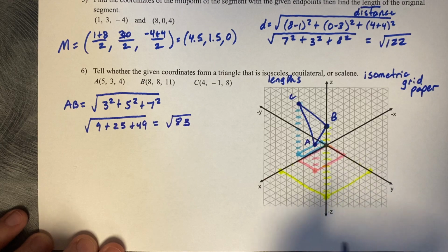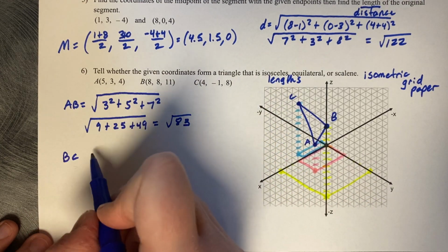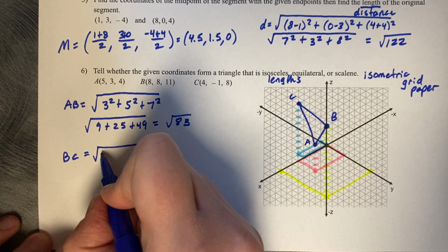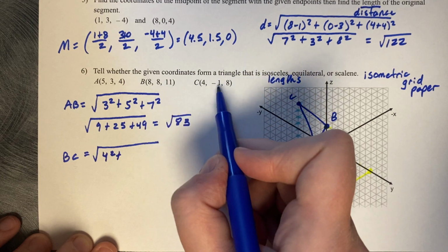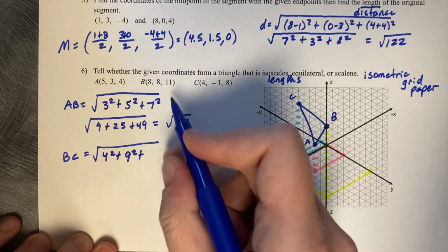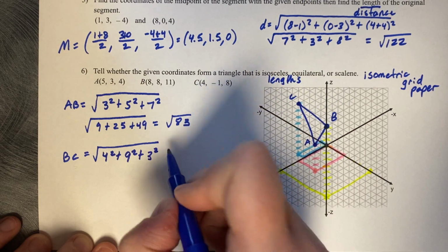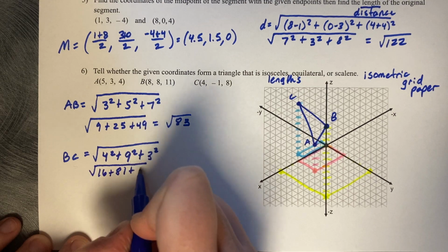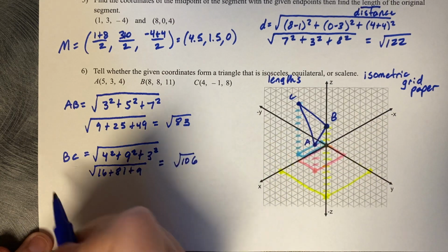All right, let's do BC second. 8 minus 4 is 4 squared. 8 plus 1 is 9 squared. 11 minus 8 is 3 squared. So that's going to be 16 plus 81 plus 9, which is the square root of 106.